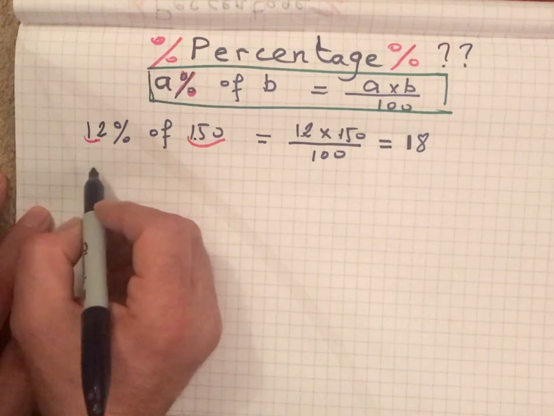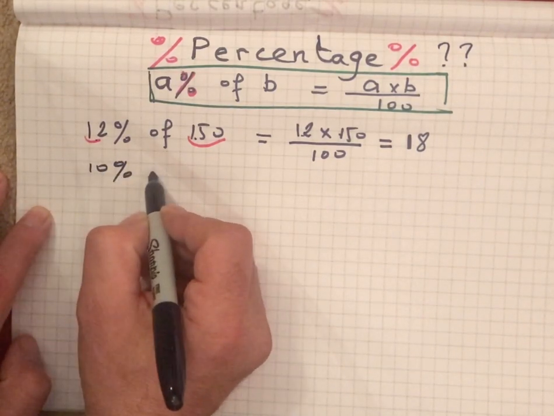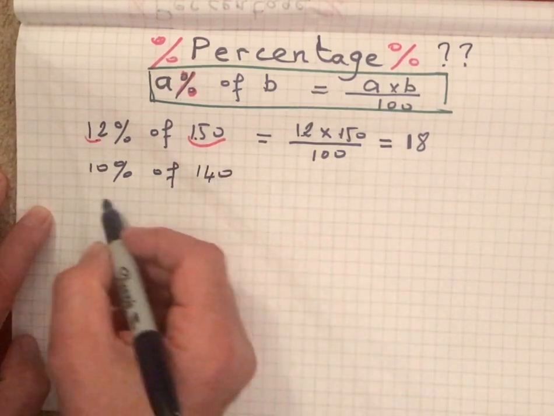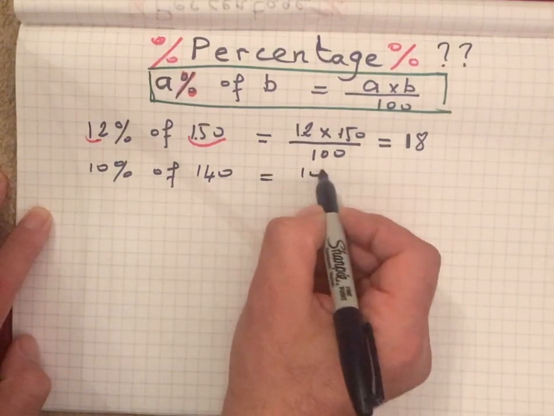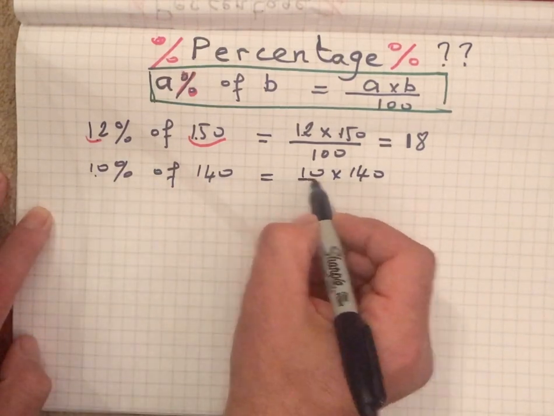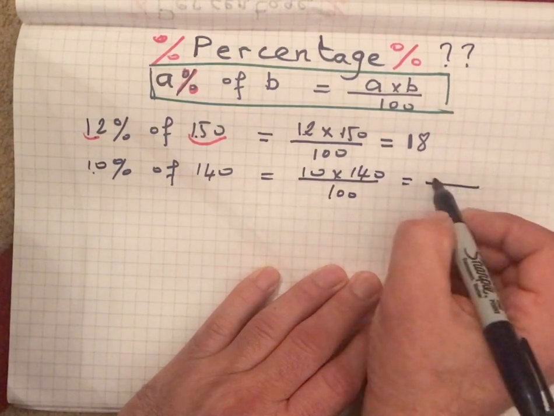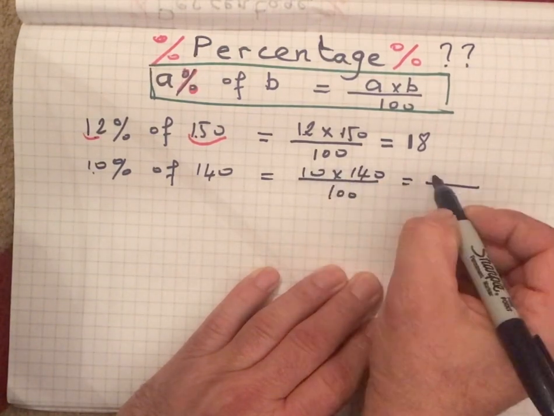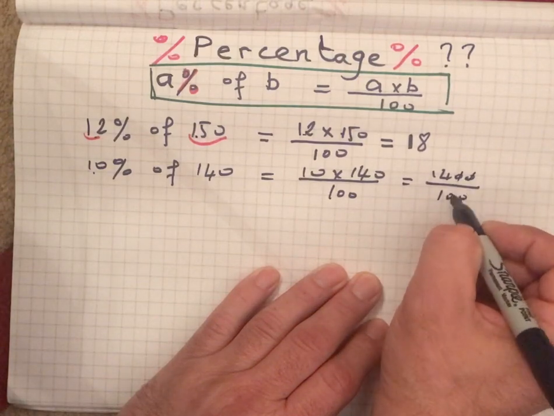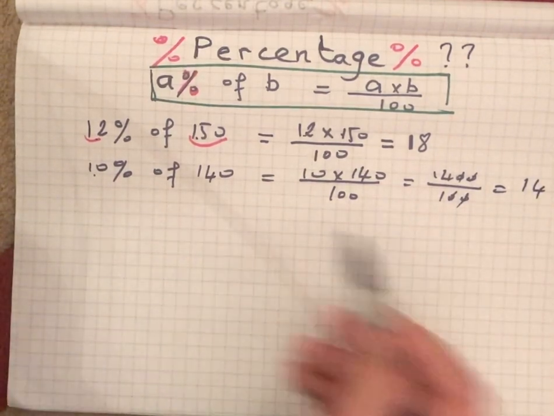For example, an easy one, let's say 10% of 140. 10% of 140 equals 10 times 140 divided by 100. 10 times 140 is 1400. Divide by 100, simplify the zeros, equals 14. You can put this in a calculator to test it.